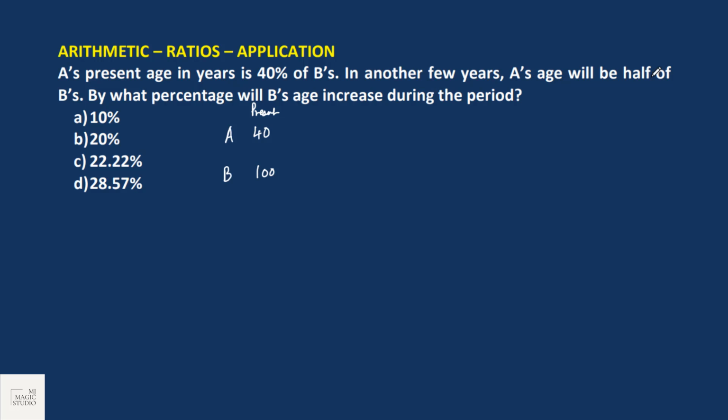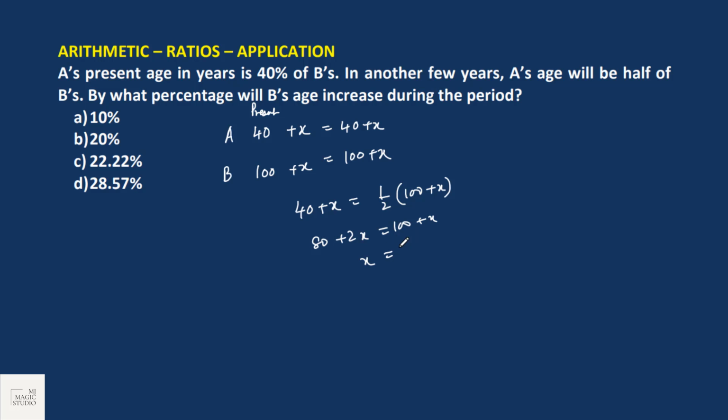In another few years, A's age will be half of the B's. In another few years means, let's see, after x years. A's age will be 40 plus x and B's age would be 100 plus x. But according to the question, A's age will be half of B's. So 80 plus 2x is 100 plus x. Value of x is 100 minus 80, that is 20.